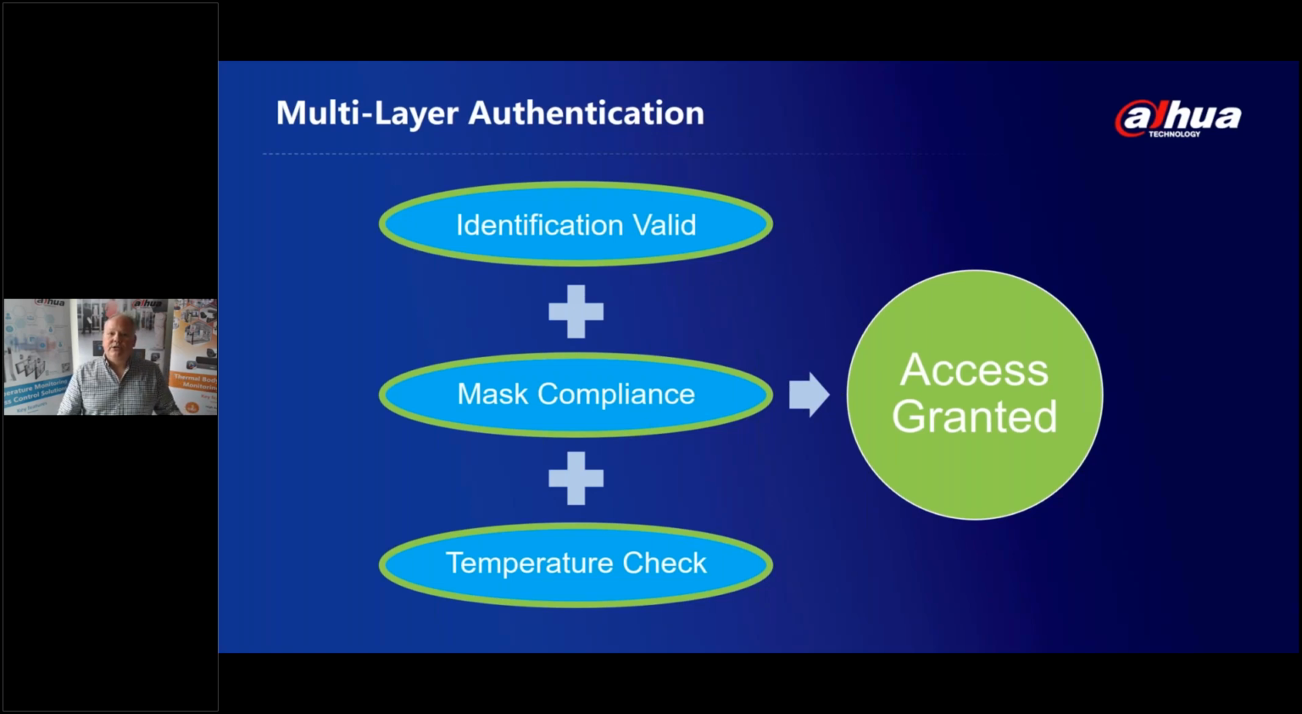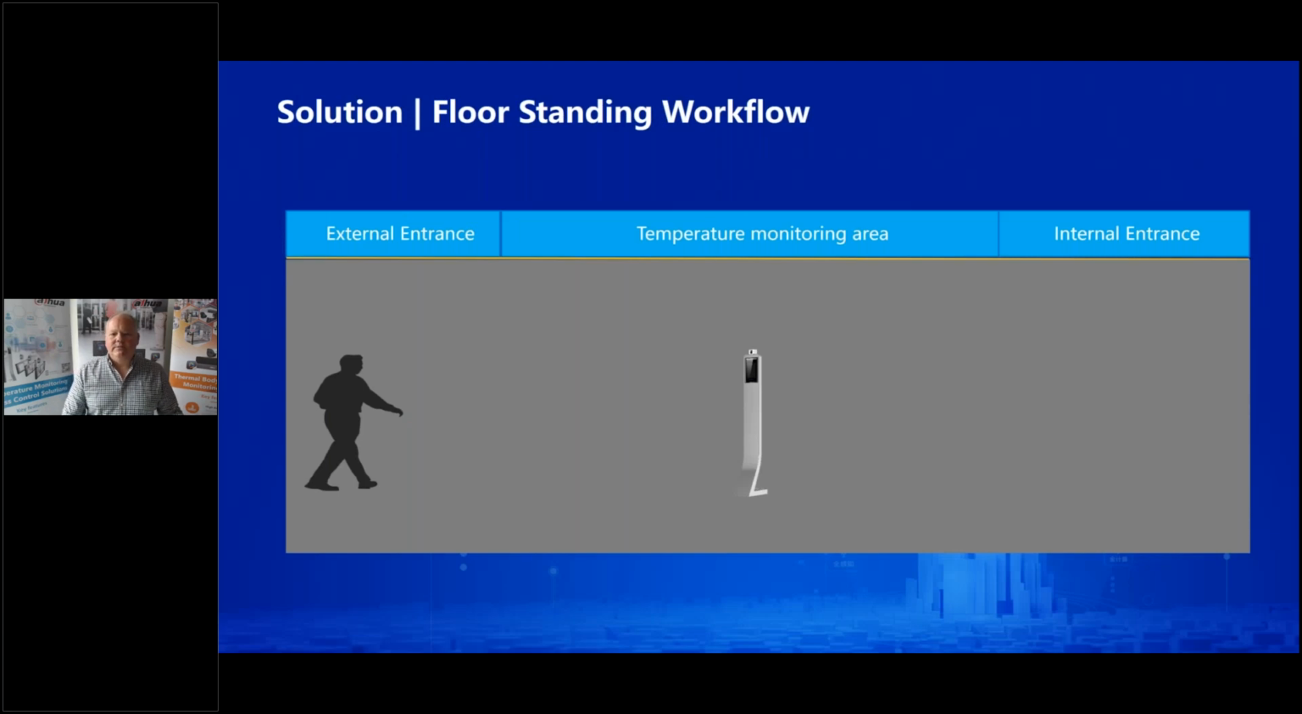But it's possible to configure the system, and this is probably one of the most popular configurations, just to use temperature checking. Unless it's linked to access control, identification and mask compliance are maybe not that important. I know, for example, we've sold many of these systems where they're just used for temperature checking. So it simply checks the temperature, and then it gives the audible indication access granted. So what does it look like in terms of its workflow?